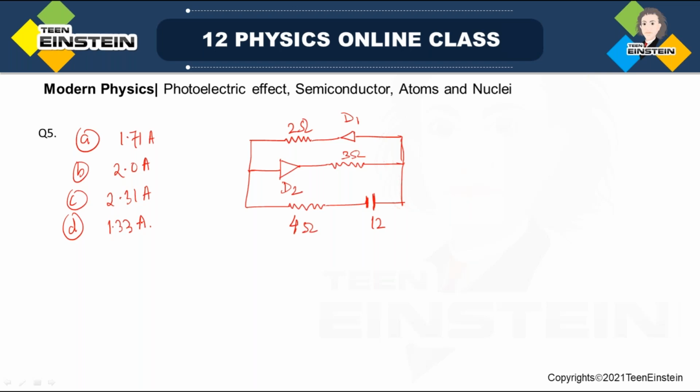You have to see, this is the negative terminal, and this is the positive terminal. So you have to see out of these two diodes which one is getting reverse bias and which one is getting forward bias. So this one is reverse biased, and this one is forward biased, FB, right? So which one is going to conduct? D1 is going to conduct.